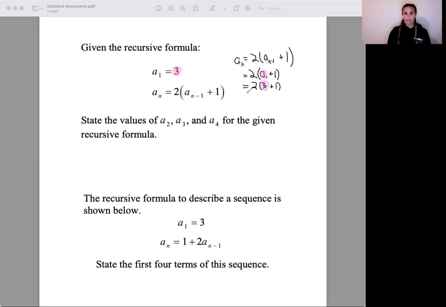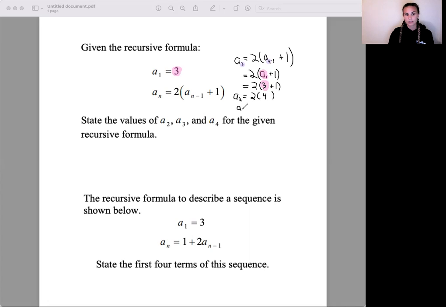sequence terms as possible. So now we have the key to find the second term of the sequence. So PEMDAS, if you remember, you do 3 plus 1 is 4.